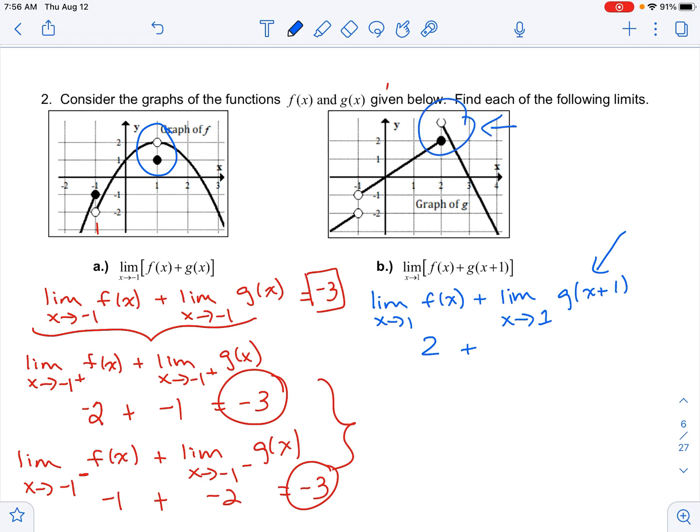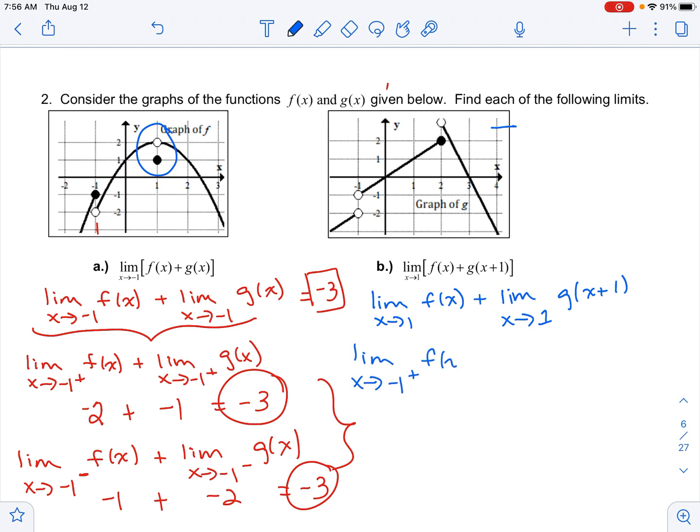So notice here, this piece does not exist. Because one of the pieces does not exist, then we can't use the property of limits, so we have to use the idea of one-sided limits. So I'm going to go ahead and do the same thing that we did on the previous problem. So let's start with the right-hand limit.